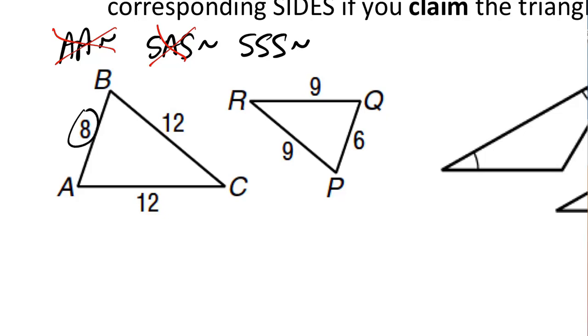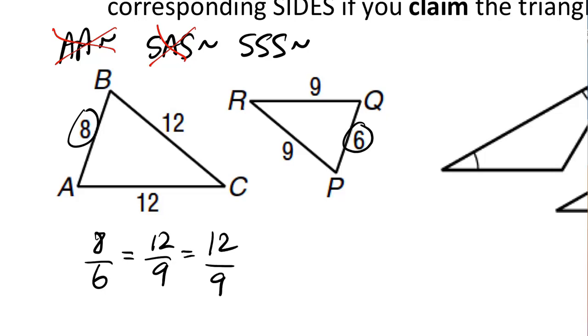So we'll match the smallest side, 8 over 6. That should equal 12 over 9, and that should equal 12 over 9. If all these are equal, then we would say the triangles are similar. If I reduce, this is 4/3. Divide by 3, 4/3, 4/3.